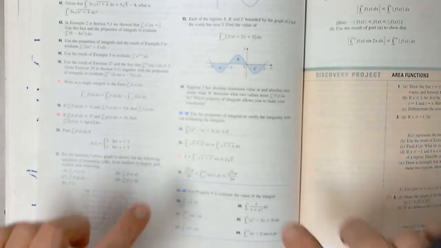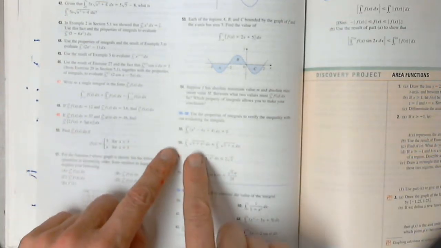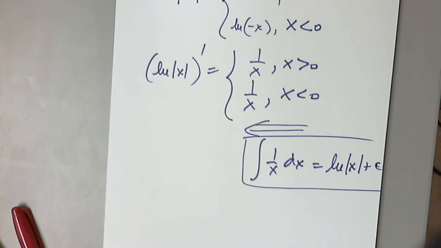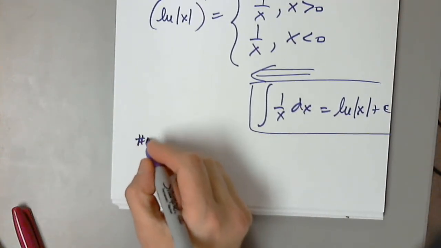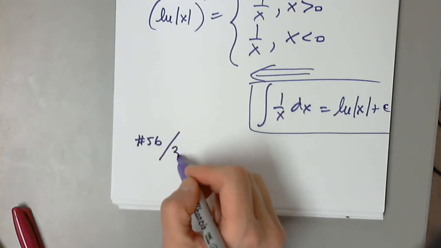So here we're not asked to evaluate this. We're not asked to evaluate this and say that this is 1 and this is 2, so 1 is less than or equal to 2. We're asked to use the properties of integrals to show that. So this is 56 on page 384.